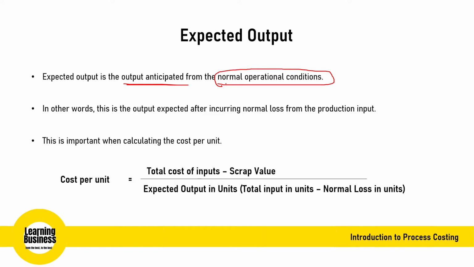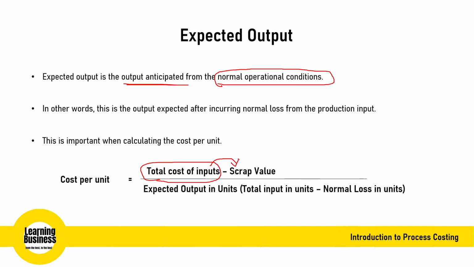So how do you calculate the cost of this expected output? You have the total cost of inputs. So this will have direct material, direct labor and manufacturing overheads. And from this you will exclude any scrap value. If you earn any additional income from selling any loss units, the normal loss units, then you will exclude that. Now this value will then be divided by the expected output units.